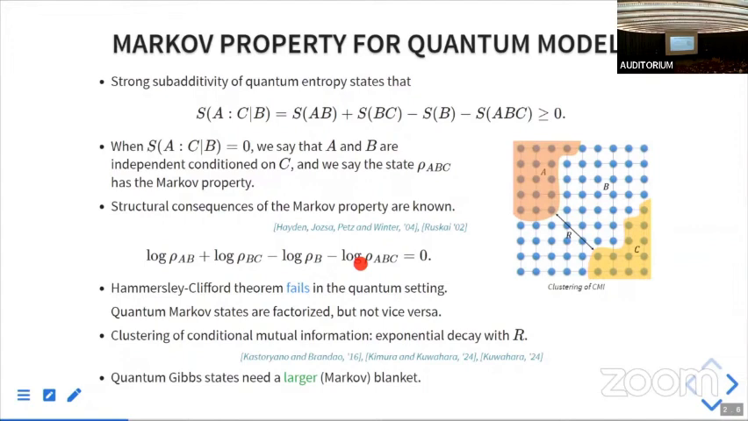We can define a Markov condition, but when you consider a graph and form a Gibbs state, unfortunately, the Hammersley-Clifford theorem will not hold in general in the quantum case. If the state is Markov, then it is also factorized in the sense of the circle product that we gave, but not vice versa. You can easily come up with Gibbs states that are not Markov, so that's a problem in the quantum case.